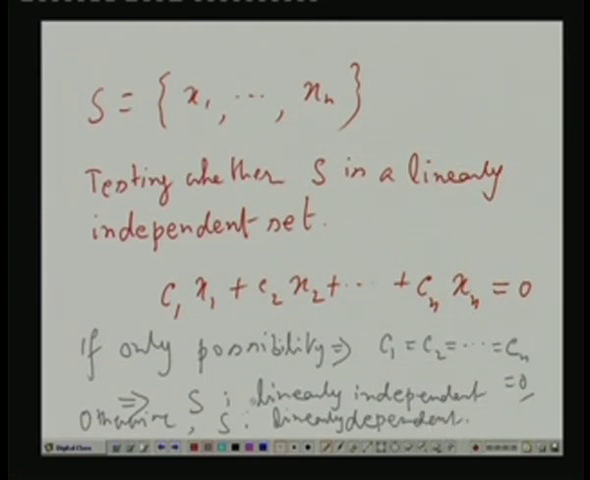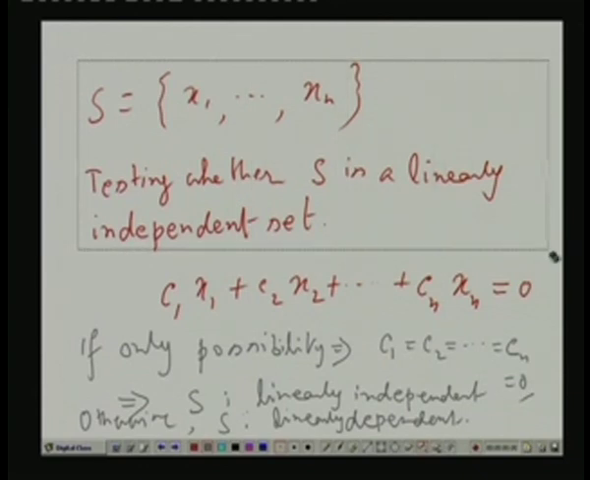Now, first I consider that if there are some other combinations of C1, C2 up to Cn where not all the coefficients are 0, then I will say that the set becomes linearly dependent. And if no such thing exists, then I will show that the set cannot be linearly dependent. And if a set cannot be linearly dependent, it has to be independent. So, there is no other possibility, which means if you cannot express any of the elements as a linear combination of the rest, then effectively the set is linearly independent. Okay.